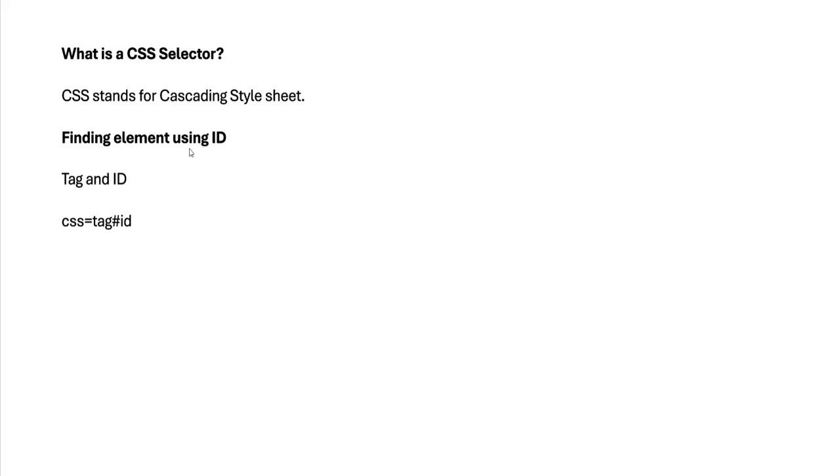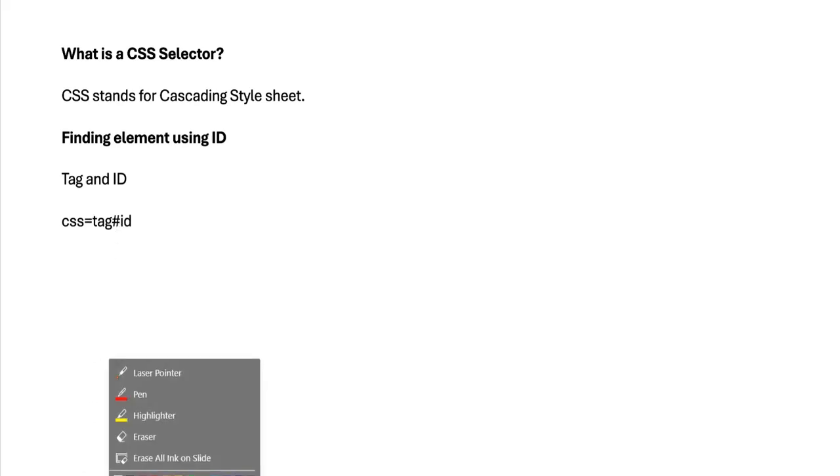Basically, while finding the element using the ID, we use the combination of tag and then the ID. Here, the tag represents the starting tag, whatever is present. That is the tag name that we are going to provide. And then ID is the element's ID. The only difference is that here we have to provide hash for the ID. That is how it works.